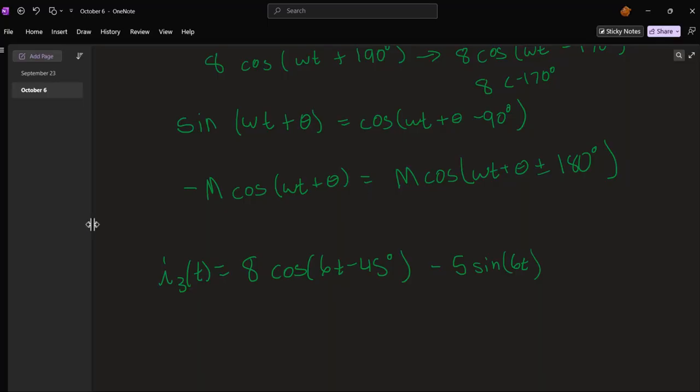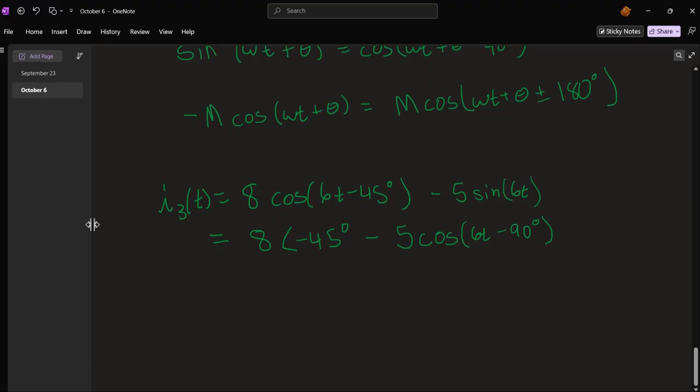So first what we'll do is write this first one as a phasor, which would be 8 angle negative 45 degrees. Then we need to change the sine to a cosine, so it'd be cosine 6t minus 90 degrees. So then this is 8 angle negative 45 degrees minus 5 angle negative 90 degrees.